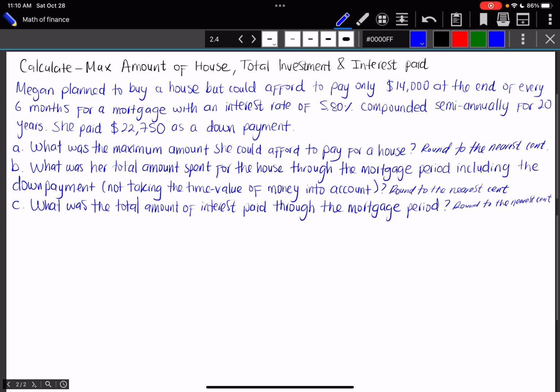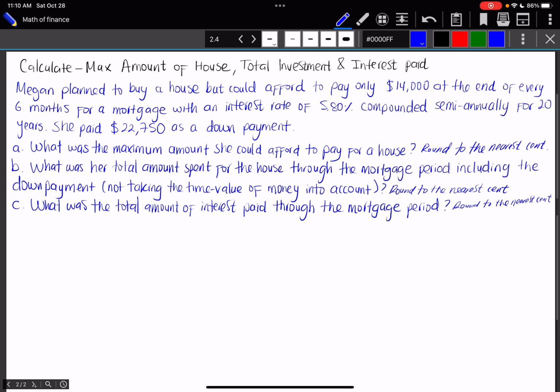An annuity is a series of payments, usually in equal amounts, made at regular intervals for a fixed period of time. Consider the example we have right here, where Megan planned to buy a house but could afford to pay only $14,000 at the end of every 6 months for a mortgage with an interest rate of 5.8%, compounded semi-annually for 20 years. Megan paid $22,750 as a down payment.